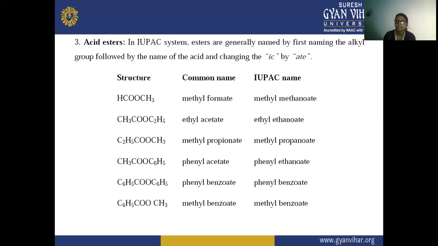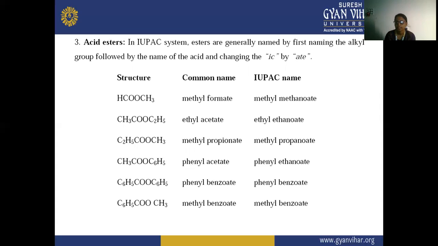Now it's the acid ester. In the IUPAC system, esters are generally named by first naming the alkyl group, followed by the name of the acid, changing the -ic to -ate. So from the carboxylic acid, the -ic of carboxylic, -oic, is replaced by -oate.